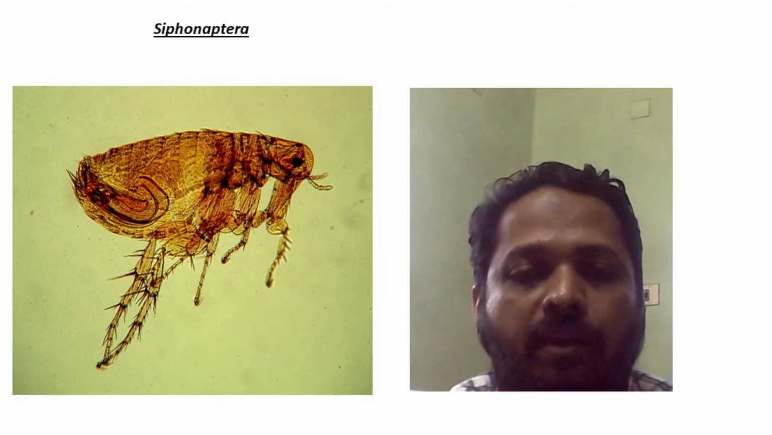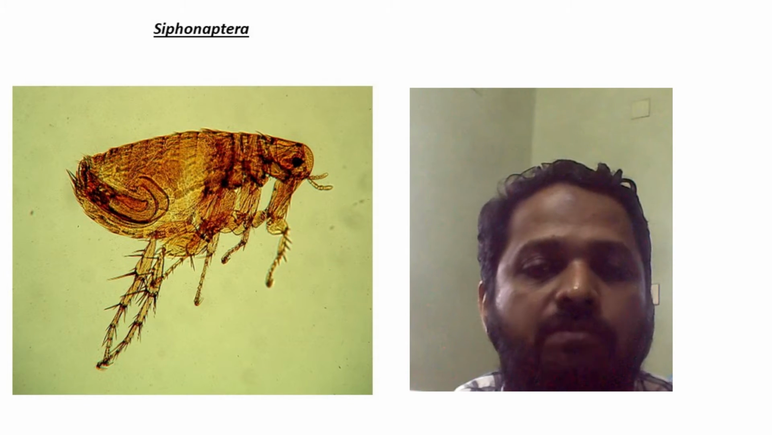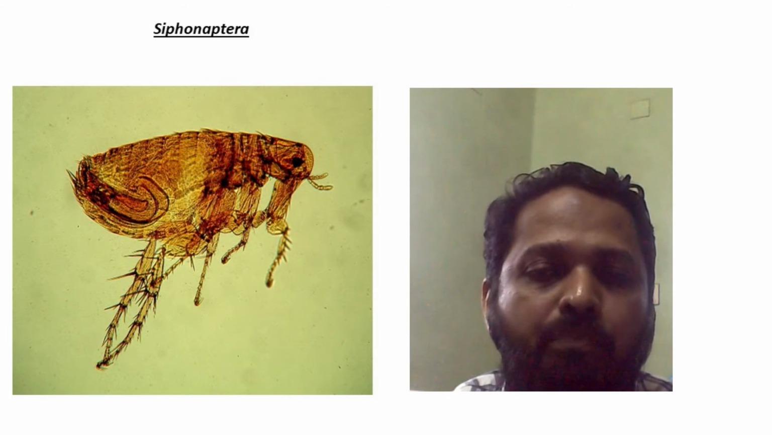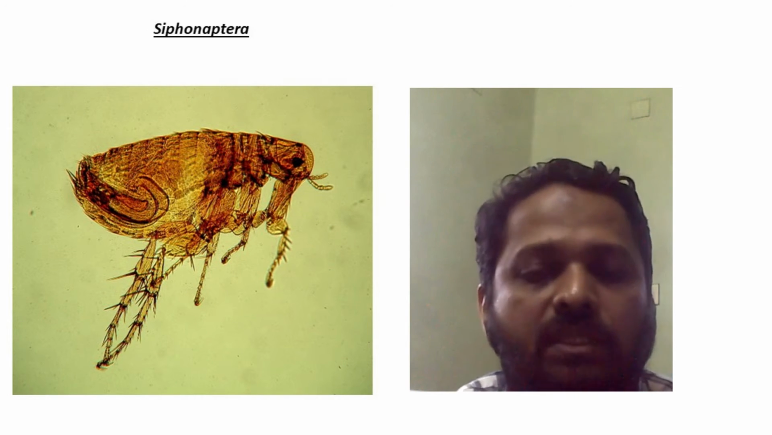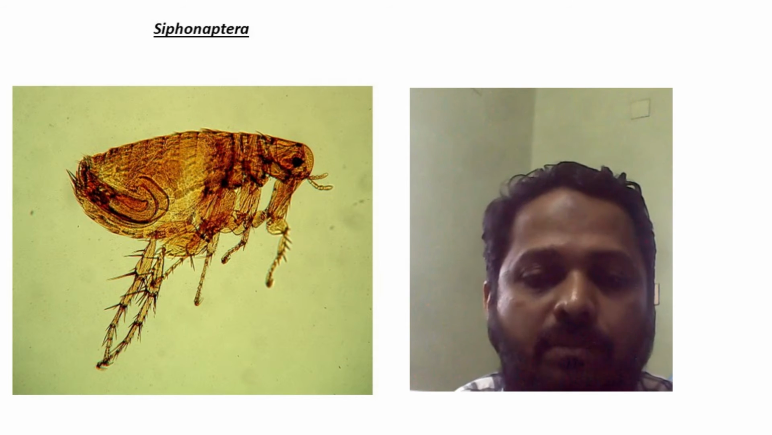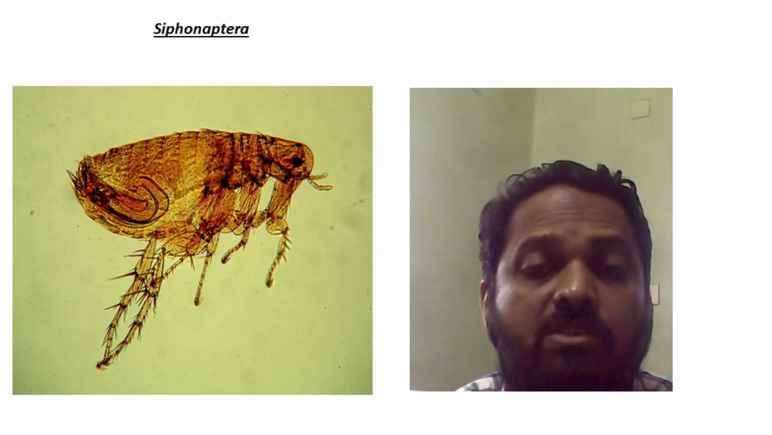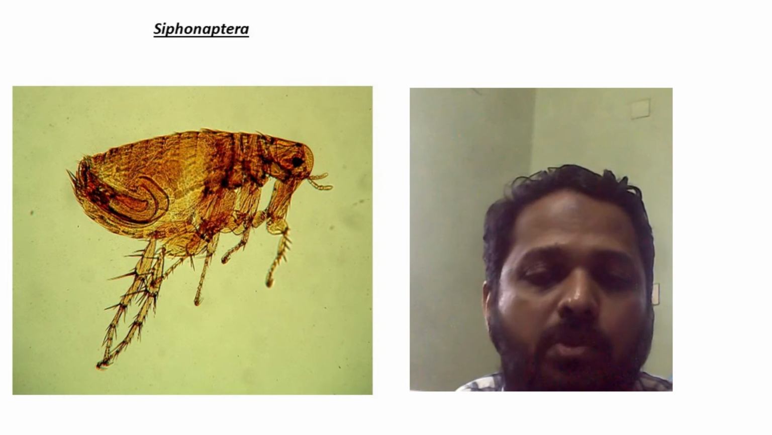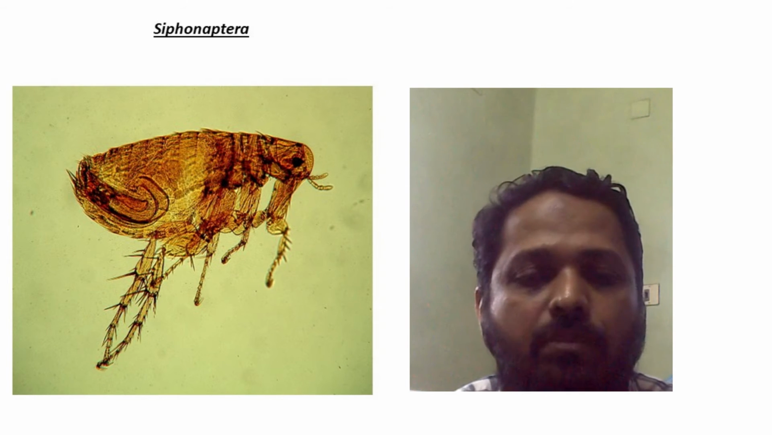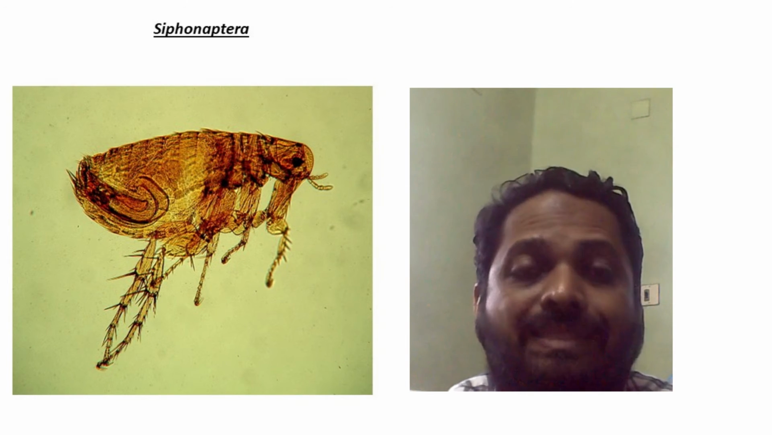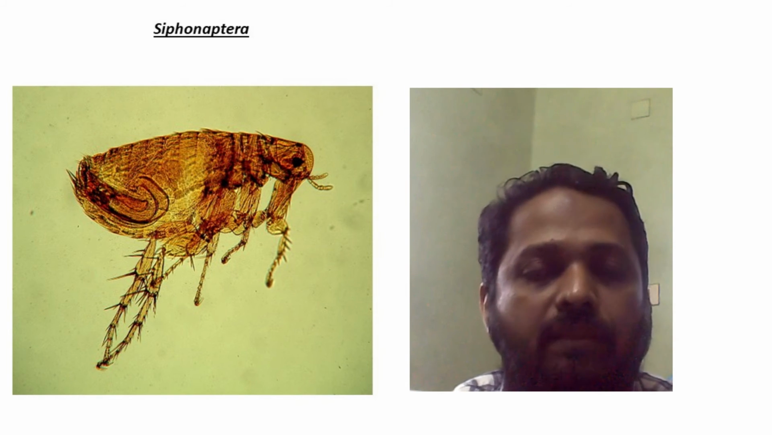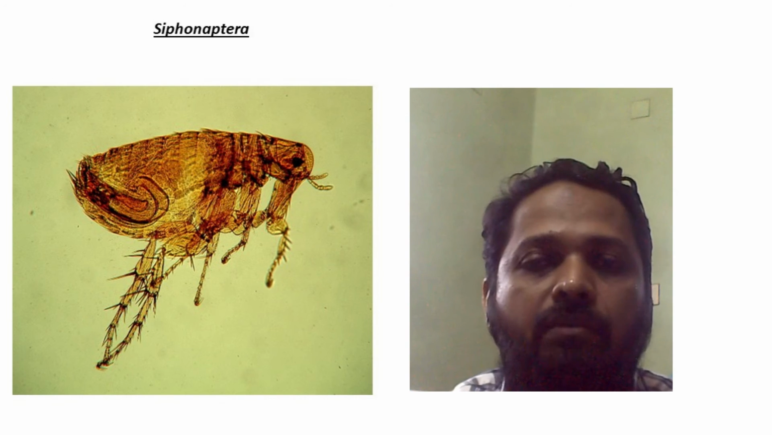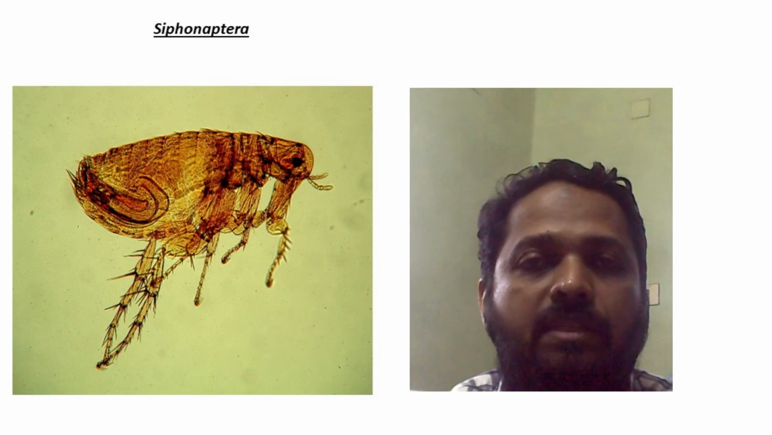The final order is Siphonaptera, including ectoparasitic fleas. The body is laterally compressed, antennae are short, compound eyes are present, ocelli are present, wings are absent, and the mouthparts are piercing and sucking type. Metamorphosis is the complete form found in this order. Okay, we are going to complete this session.